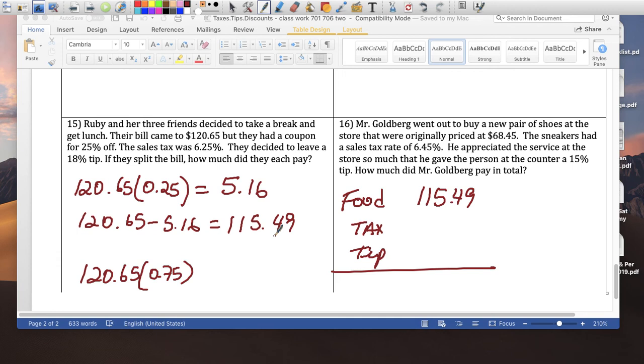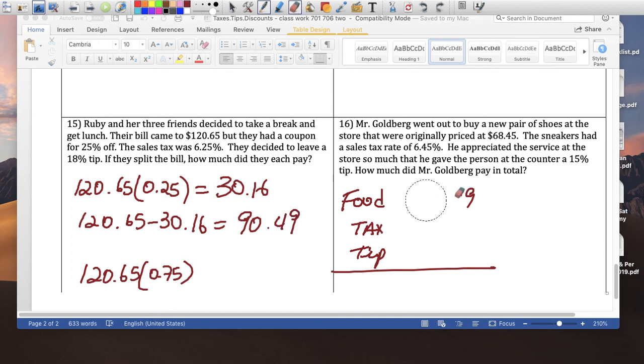120.65 times 0.25 is $30.16. So I gotta erase this. I don't know what I did. So 120.65 minus 30.16 is going to give you $90.49. So that's how much you have to pay now, not this. I made a mistake somewhere. So the food and drinks and all that you ate is now $90.49.